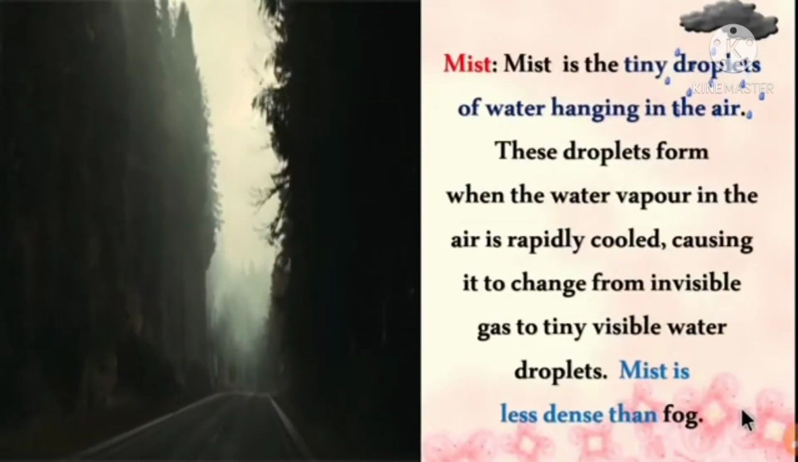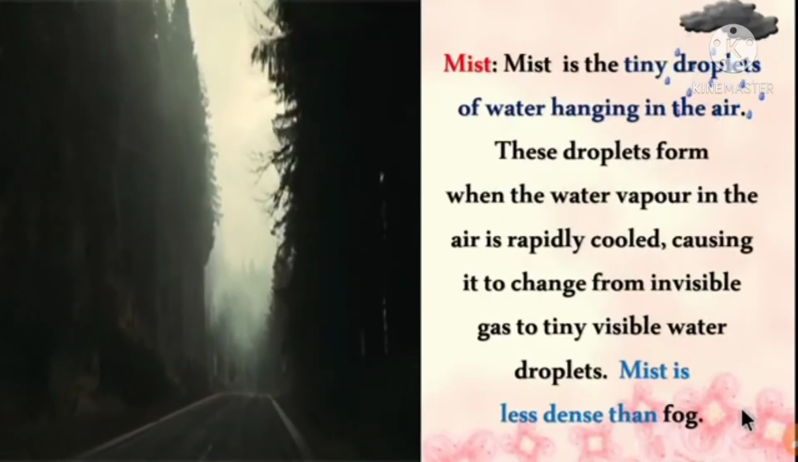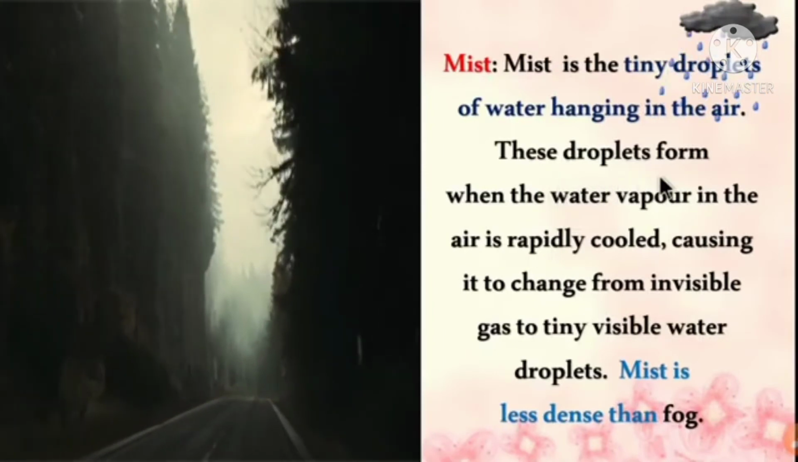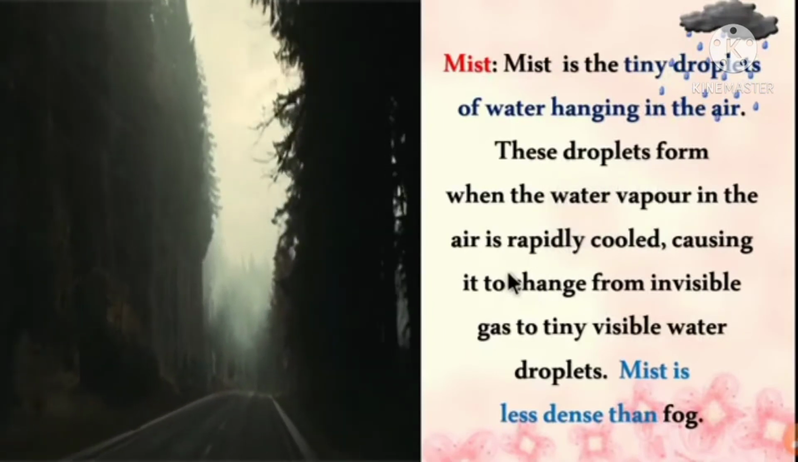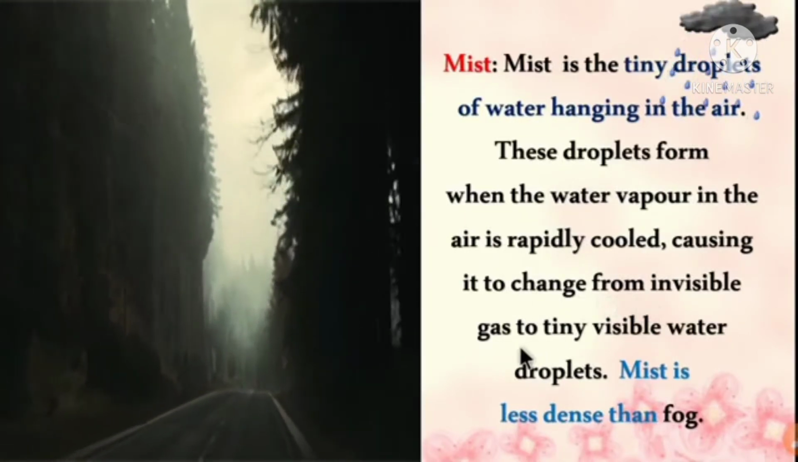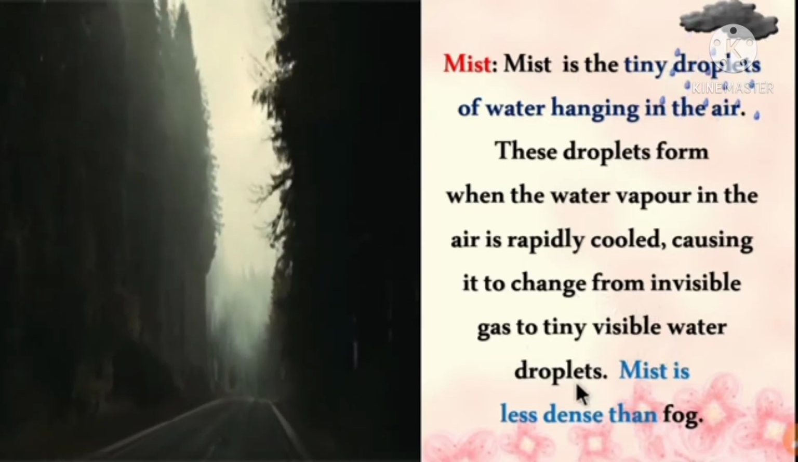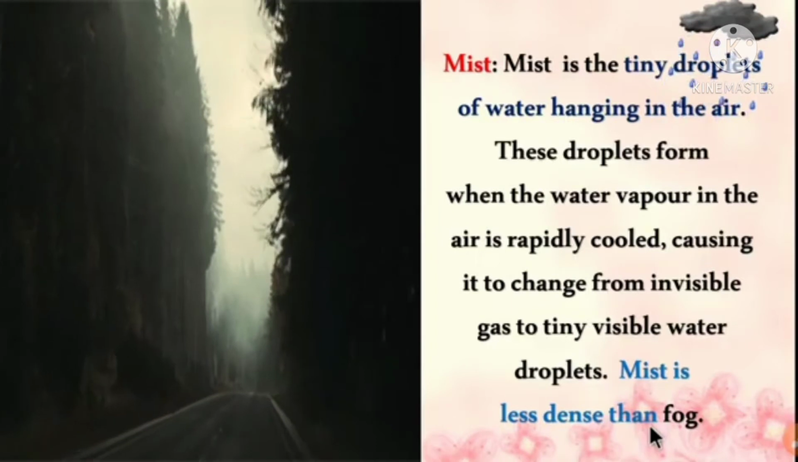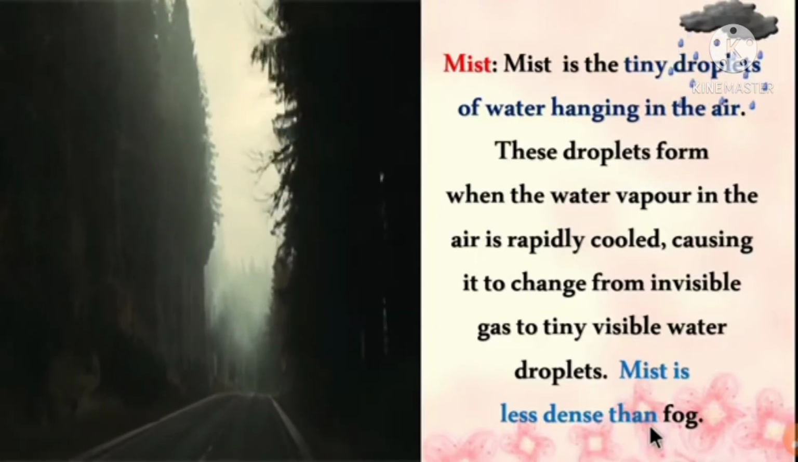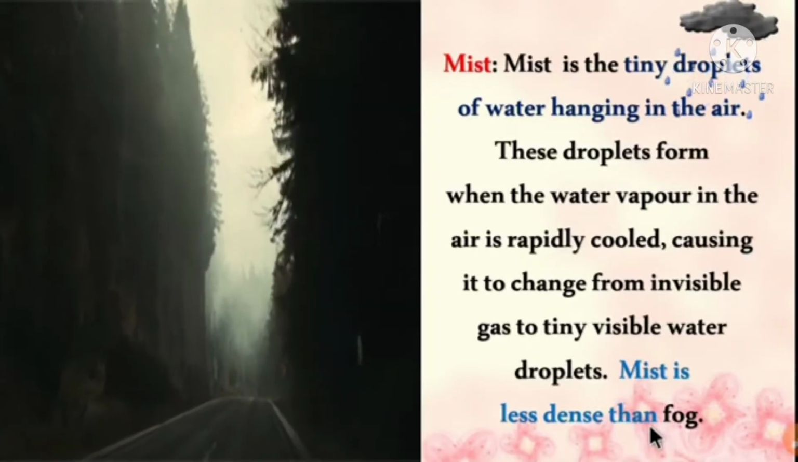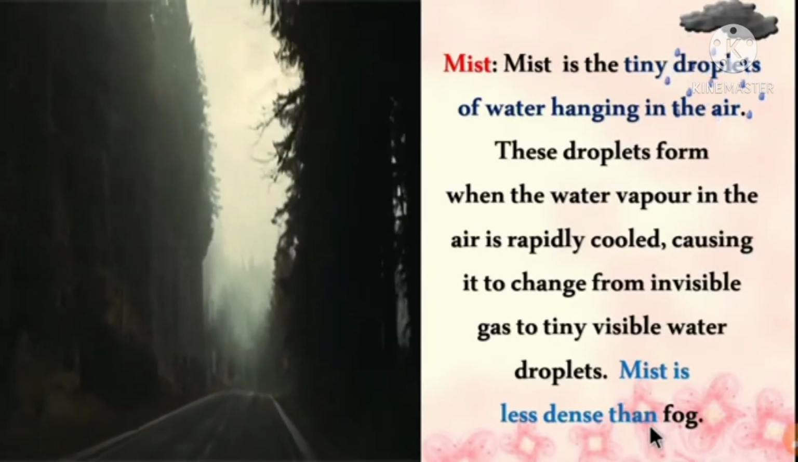Now let's see about mist. What is mist? Mist is tiny droplets of water hanging in the air. These droplets form when the water vapor in the air is rapidly cooled, causing it to change from an invisible gas to tiny visible water droplets. Mist is less dense than fog. So fog is very thick when compared to mist.